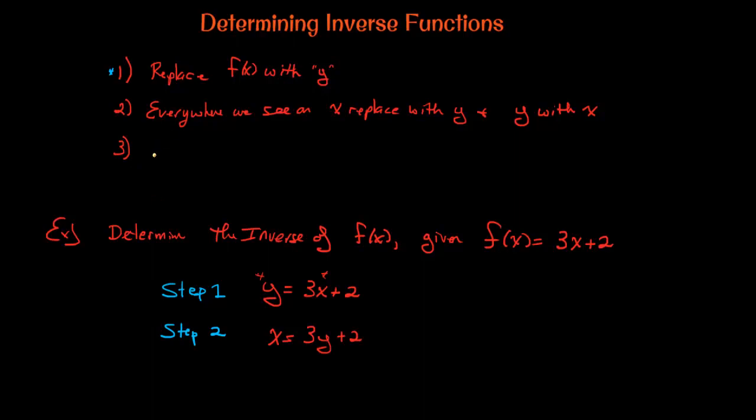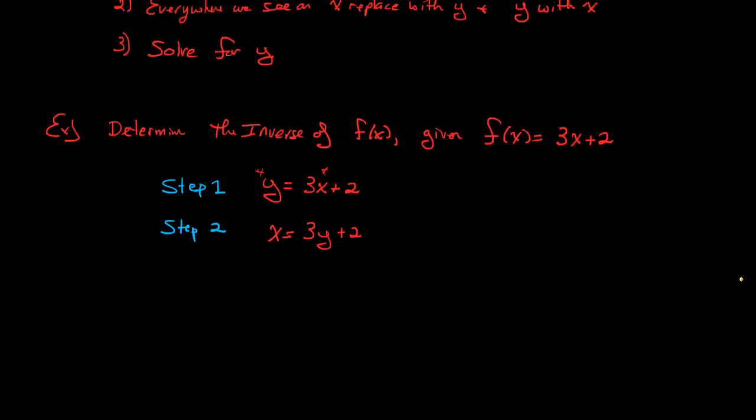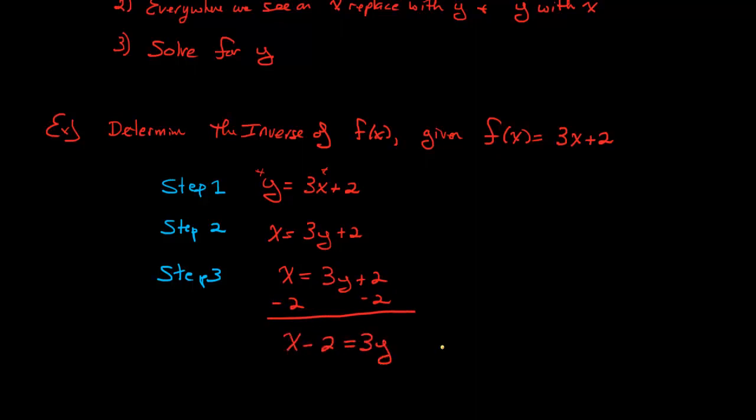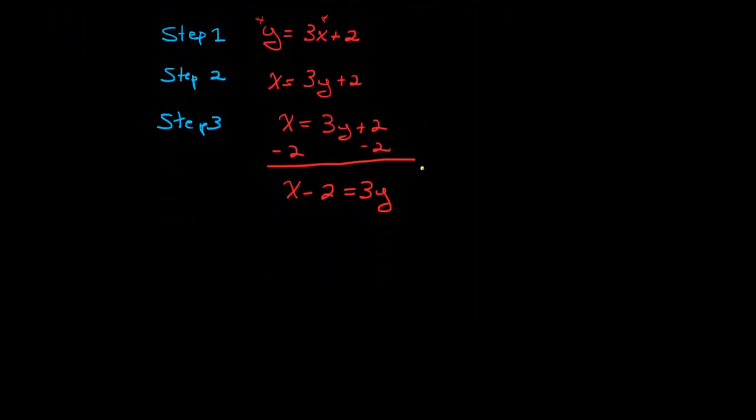Now in step 3, we are going to solve for y. So let's identify this as step 3. If we have x equal to 3y plus 2, the first thing we do is subtract 2 on both sides, so we get x minus 2 equals 3y. In order to get y by itself, we divide both sides by 3. My 3's cancel, and we have x minus 2 all over 3 equal to y.